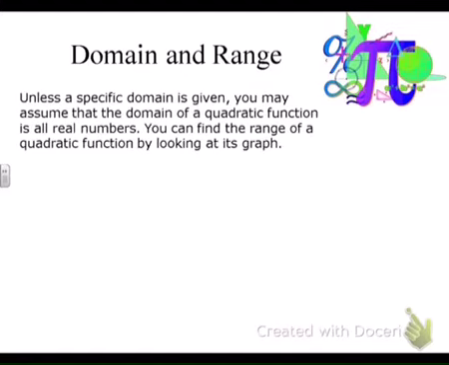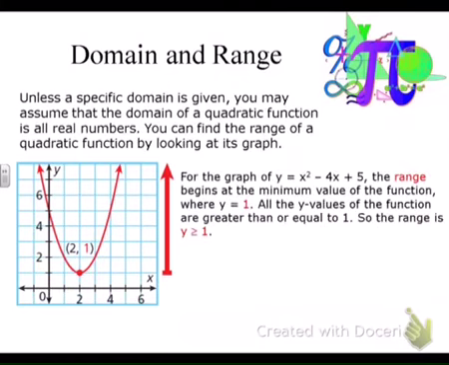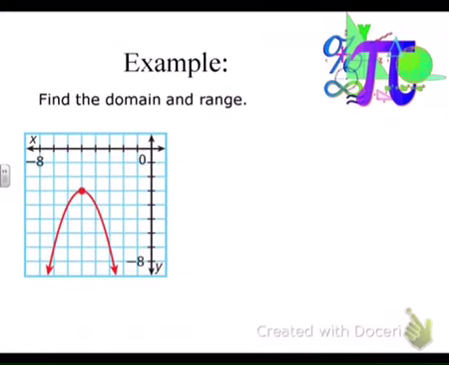The range can be found by looking at the graph. For example, the range is the y value, so where does my y value start? If you look at this graph, the minimum value is here at +1. So if I look at this, it starts at 1 and it goes up forever and ever in the positive direction. We're just focusing on the y values here. So my smallest y value is 1, and then it goes up forever. So the range would be all real numbers greater than or equal to +1.